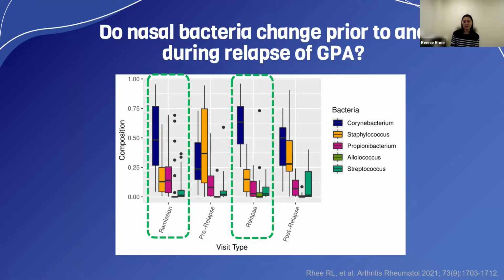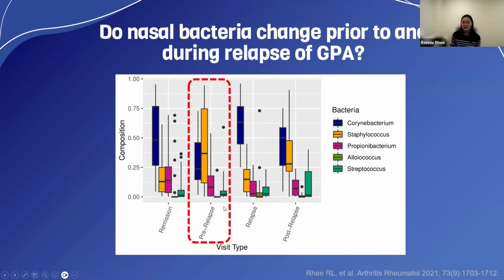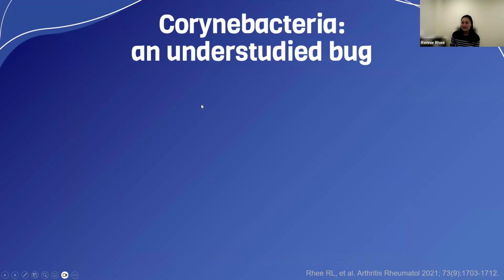But because we were able to do this longitudinal study, we were also able to capture that pre-relapse visit. And it was at that pre-relapse visit, about 3 to 6 months before they flared, where we saw big alterations in some of the bacteria, particularly the Corynebacteria and the Staphylococcus. So we got very interested in this relationship. In addition, there was a new bacteria, which was a bit of an unexpected finding, and we explored that a little further. This is not a bacteria that's been well studied in vasculitis and in general.